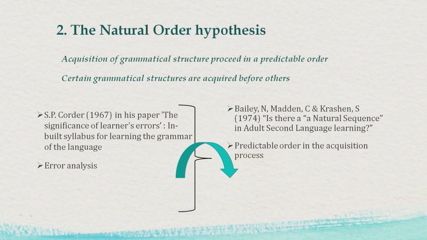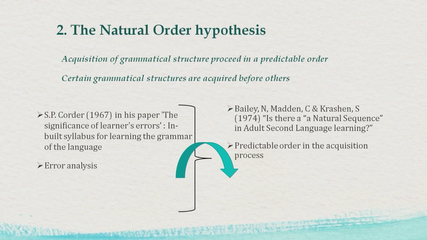And that's the idea that he propounded using this natural order hypothesis. And he got along with Bailey and Madden, and he worked on a paper called Is There a Natural Sequence in Adult Second Language Learning, and then they actually proposed a few ideas based on that, and they also came up with a lot of textbooks based on the natural order hypothesis as well.